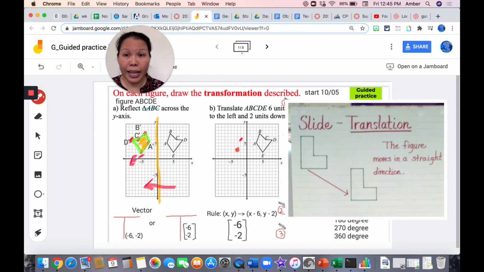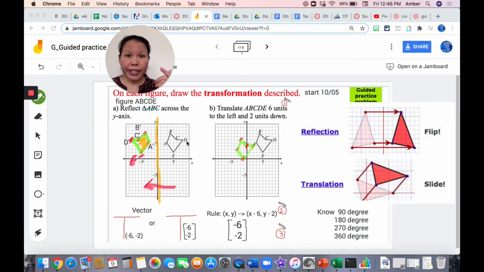That's my A prime. You can connect them as you go, or you can wait until you finish all 5 of those points, translate over 6 units left, 2 units down, and then you connect. I translate 6 units to the left, 2 units down. I'm going to double check and make sure that it's still the same shape. It did not dilate and make it bigger. I did not shrink it and make it smaller. It's the same, exact same size.